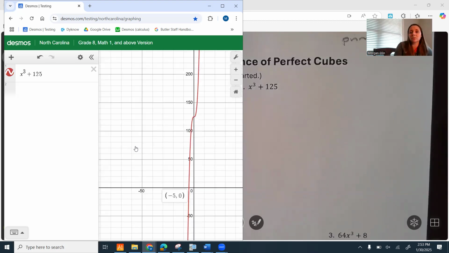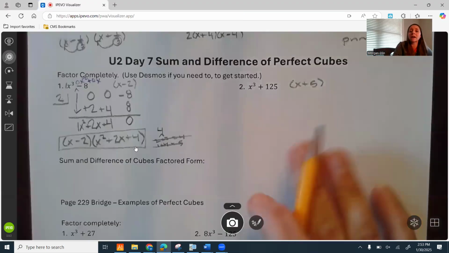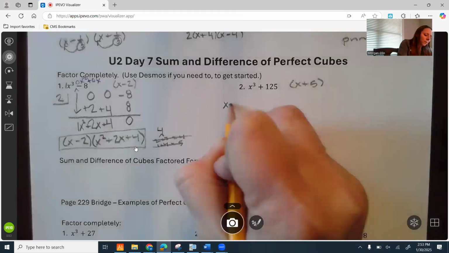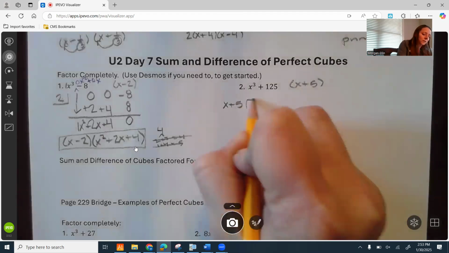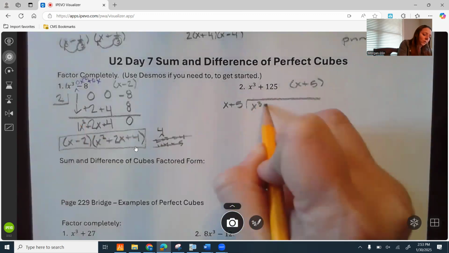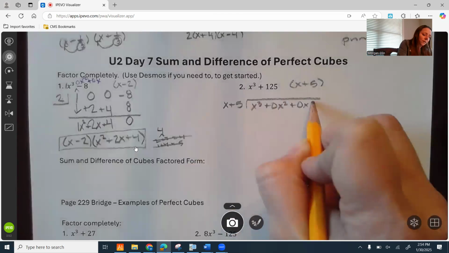So if -5 is a root, what is a factor? Opposite, x plus 5. All right, so what can I do with it? I can divide with it. Now, I'm going to use long division just so we can see it again. X plus 5. And remember, we still need to check for zeros like we did here. X cubed, well, I don't have x squared, so I need 0x squared. Then I need 0x and then 125.